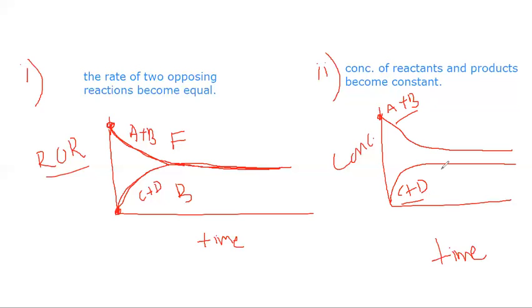This is the second state of chemical equilibrium, which says the concentration of reactants and products becomes constant. These two are the states of chemical equilibrium. If the rate of the forward reaction and the backward reaction are equal, then the state is chemical equilibrium. If the concentration of the reactants and products becomes equal, then this is the state of chemical equilibrium. Now answer my question. I'm giving you one question, try to identify the answer.